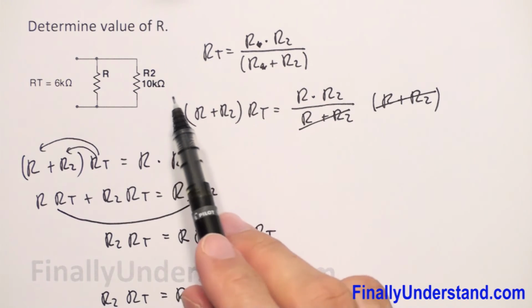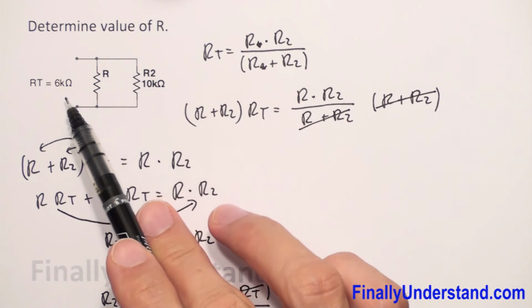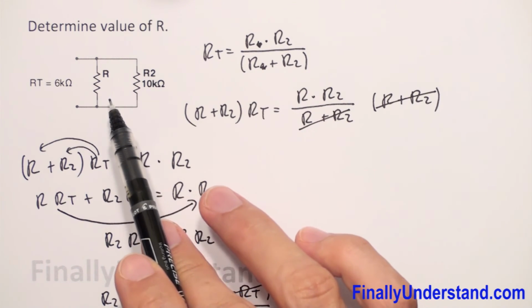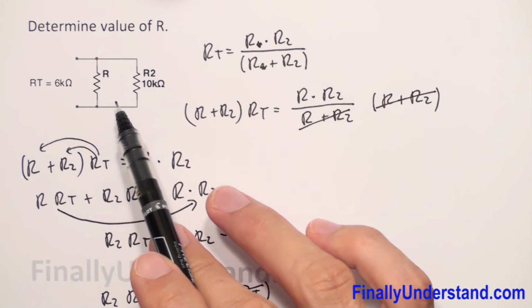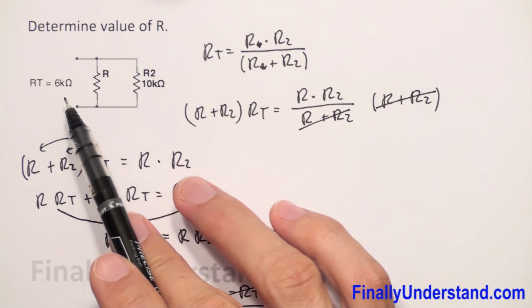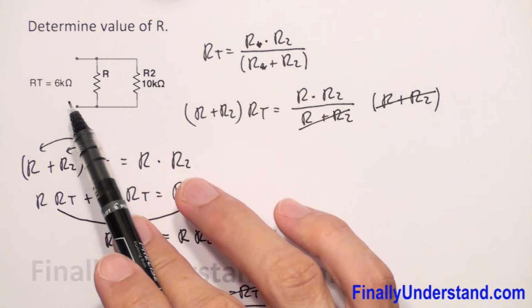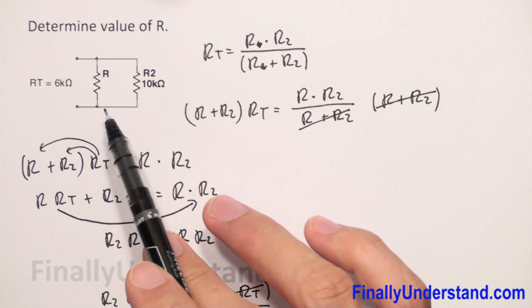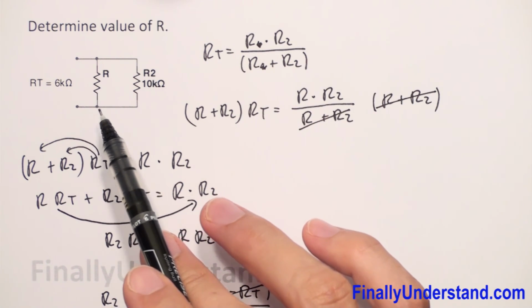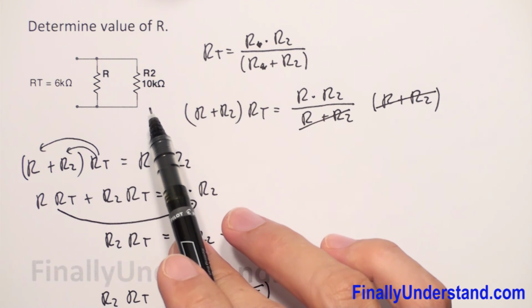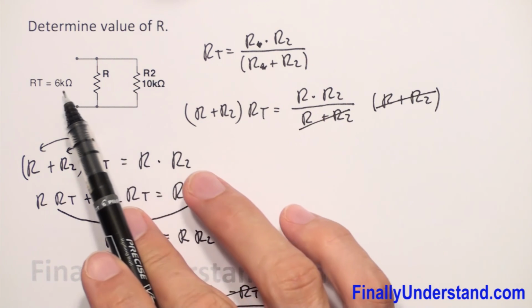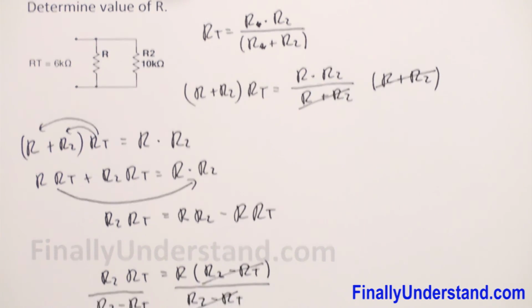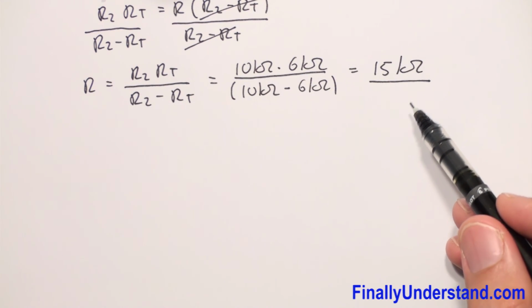My value of the resistor R2 is equal to 10 kilo ohms. Total resistance is 6 kilo ohms. So please notice that the total resistance of the parallel circuit is supposed to be always less than the lowest resistance in the circuit. If total resistance is equal to or greater than the lowest resistance in the parallel circuit, it means that your calculations are wrong. In this case, the lowest resistance in the circuit is 10 kilo ohms, and total resistance is 6 kilo ohms, which is less than the lowest resistance. But the solution for our problem is simply 15 kilo ohms. So this is my answer.